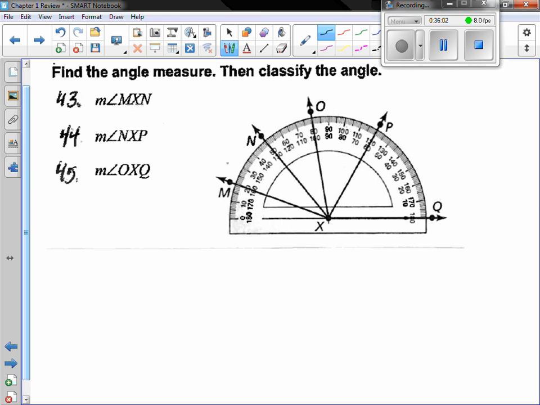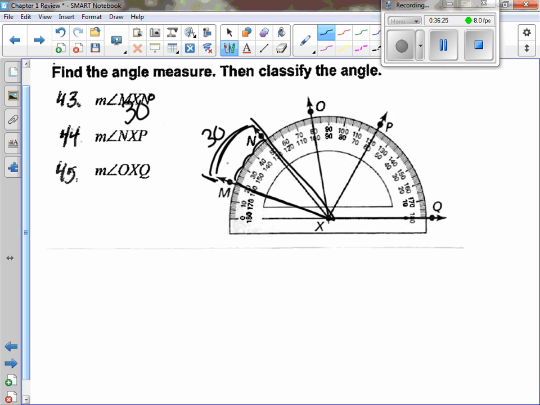Find the angle measured and classify the angle. So how many answers should I have for each one of these here? 2. I should have 2 answers for each of these here. MXN. M, so I'm starting here, X, N. So I'm going from here to here. So we can count 10, 20, 30.